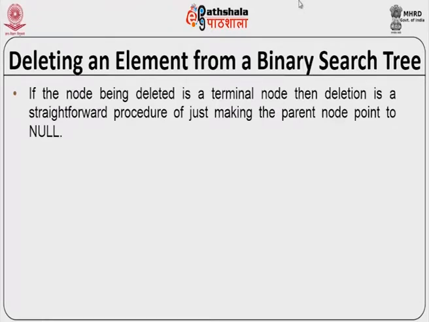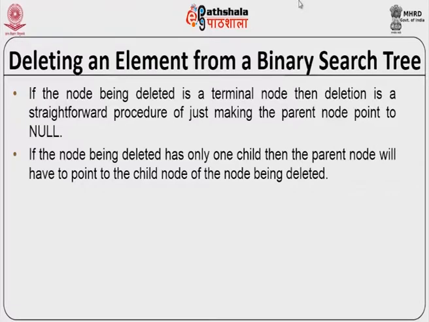If the node being deleted is a terminal node, a leaf node, then deletion is a straightforward procedure, you just make the parent point to null. You do not have to do anything else, just remove that. So, how do you remove it from the parent? Just make that parent, instead of pointing to this node, point to null. If the node being deleted has only one child, then the parent node will have to point to the child of the node being deleted.